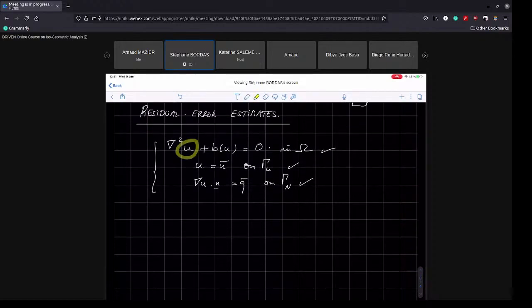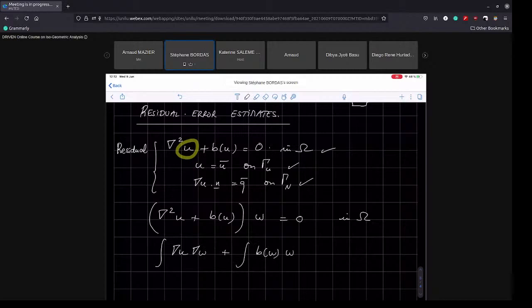And if you remember, I told you about the method of weighted residual before. We take Laplacian U plus B of U, multiply by a test function W, and then do integration by parts. That gives us the integral of grad U, grad W, plus the integral of B of U W, equals 0, plus a term that comes from the integral over gamma n of q bar w d gamma. So this is just a quick recap.